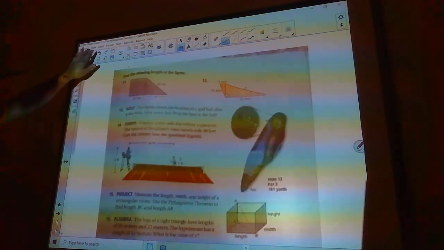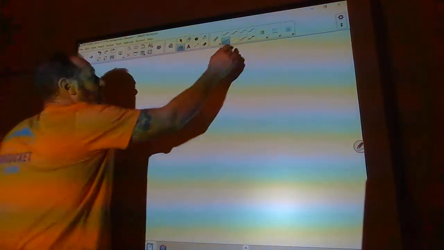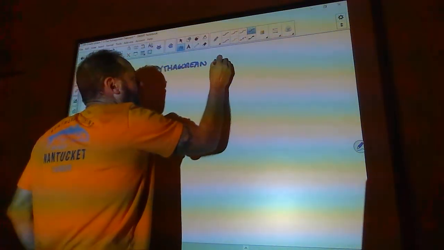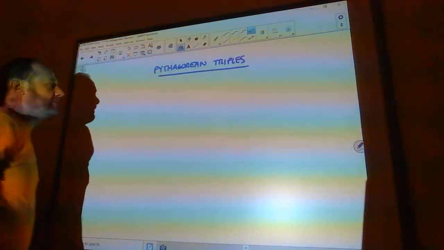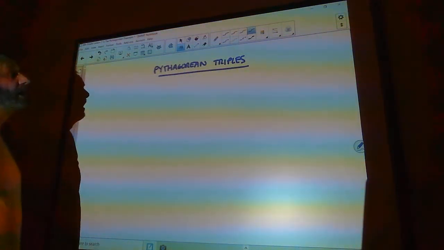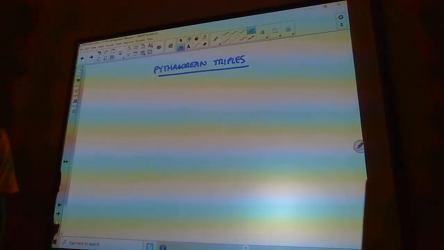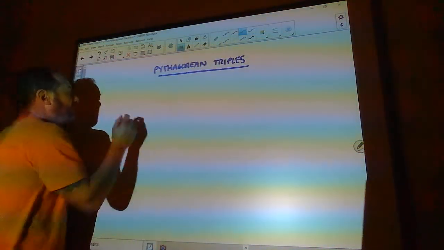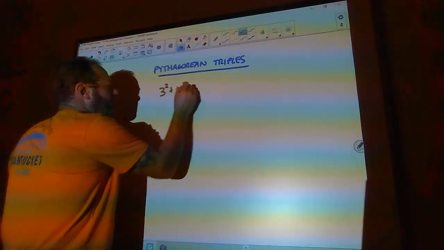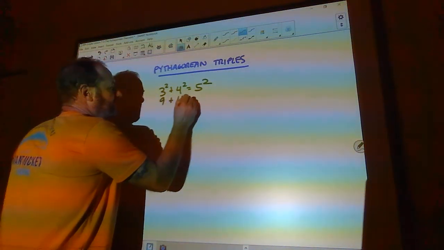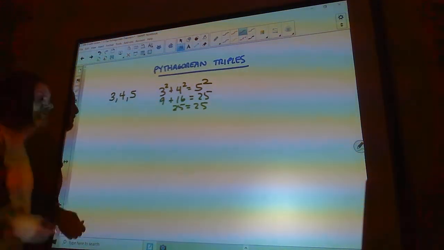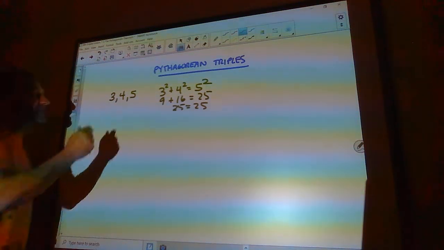Okay, before I cut you loose on your assignment, I'm just going to put an extra little page in here and talk about something called Pythagorean triples. Pythagorean triples are convenient to know. You don't have to know these, but they're convenient. So what are they? They're 3 whole numbers that work in the Pythagorean theorem, and they come in sets. The most famous is the 3, 4, 5 right triangle, because 3 squared plus 4 squared is equal to 5 squared. 9 plus 16 is 25. 25 equals 25. So this is a Pythagorean triple. It's also the only one that's 3 consecutive numbers.